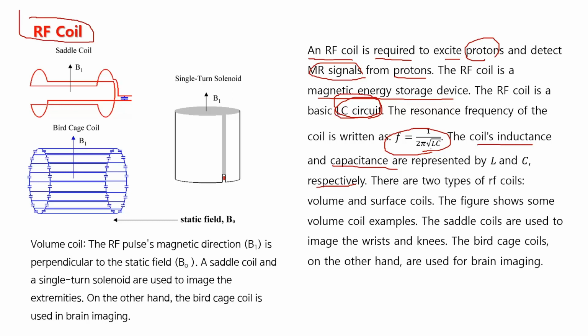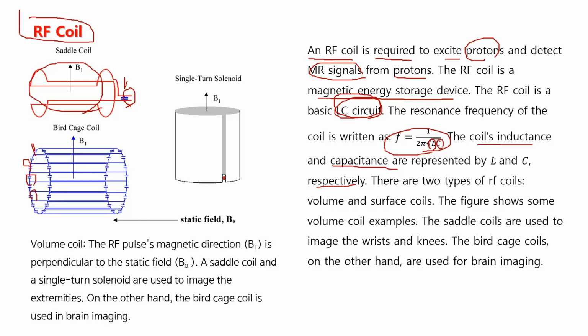So L represents the inductance of the coil, and C represents the capacitor connected to the inductance coil. So this is the inductance coil, and we put the capacitor here, and in this case we put several capacitors.